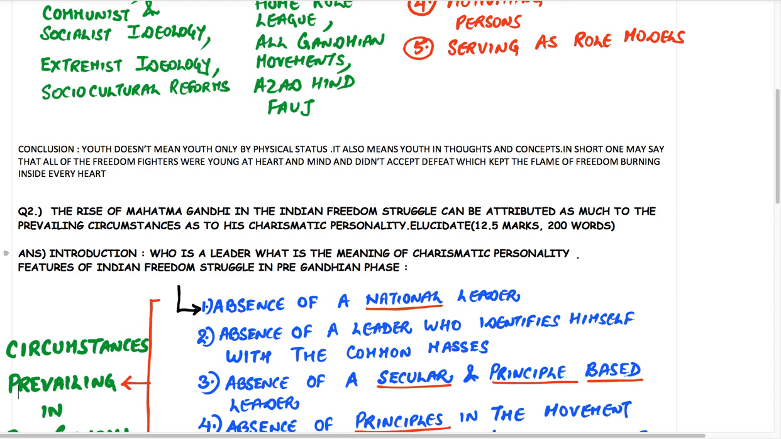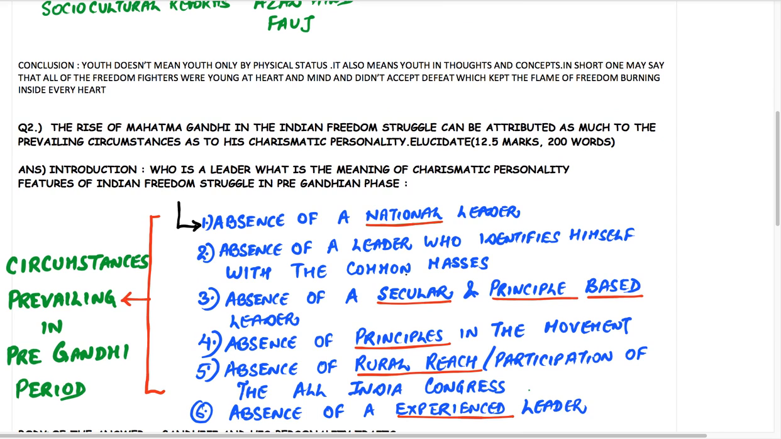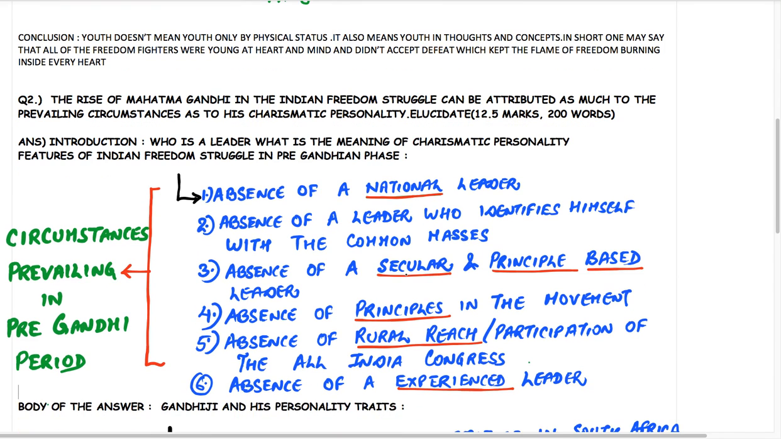And in the introduction itself, we have to mention the circumstances or the features of the Indian freedom struggle in the pre-Gandhian phase, that is before the arrival of Gandhiji. The circumstances prevailing in the pre-Gandhian period were: first, absence of a national leader. No one in India was a national leader, meaning one who commands the confidence of all the people, till the arrival of Gandhiji. Second, absence of a leader who identifies himself with the common masses. No leader before Gandhiji identified himself with the common masses.